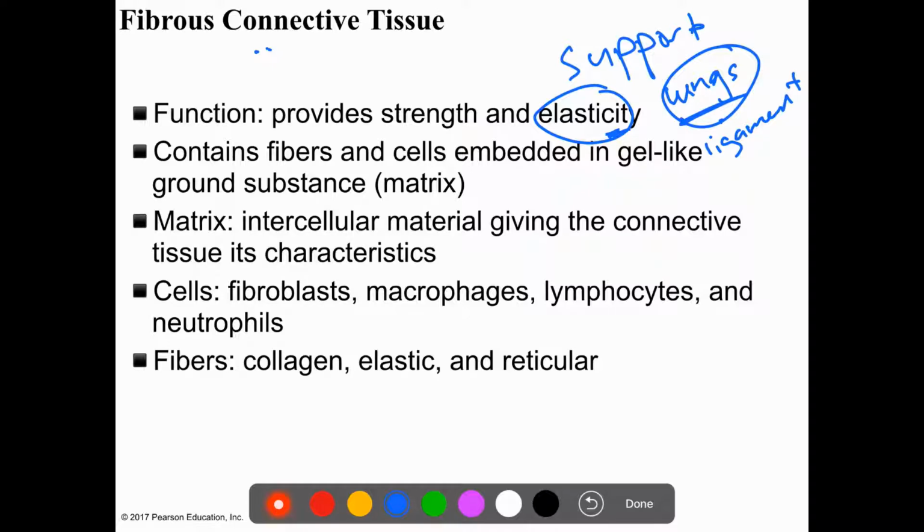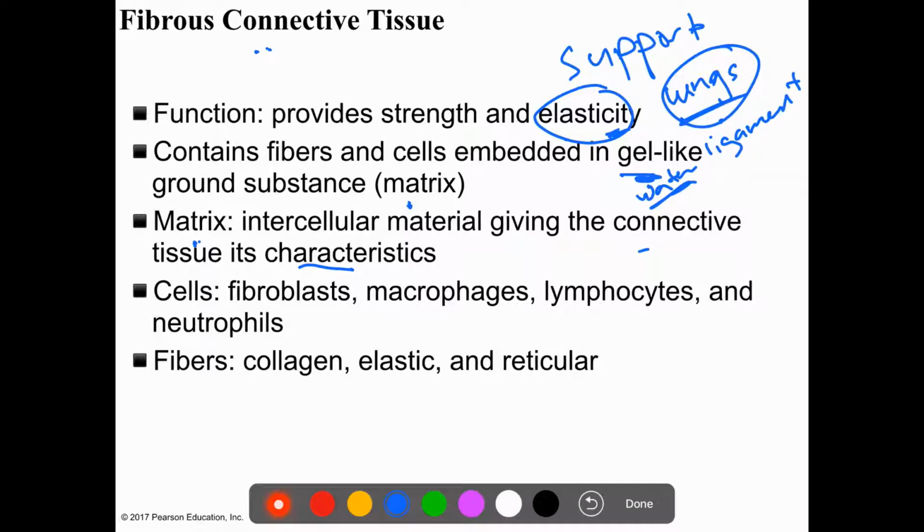Now, these connective tissues contain fibers and cells, and again, these cells are embedded within a matrix. And the matrix is gel-like, so it's a little bit viscous. It's not like water where they are swimming within it. No, it's more like a thick medium, a thick substance that these cells are sitting in and not really moving. In reality, the matrix is what gives this connective tissue its characteristics, its ability to support or to expand and change its shape and so on.